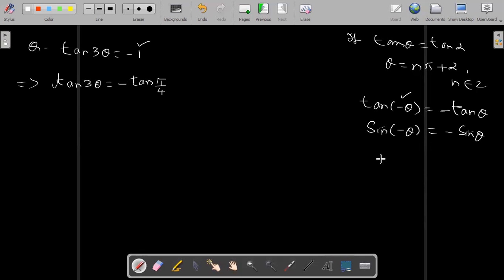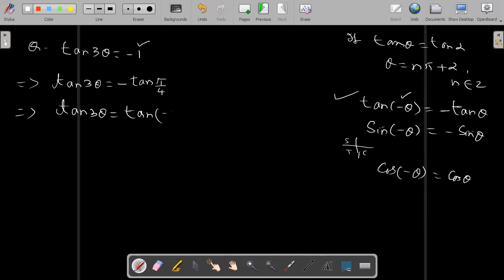In the others, it will not go. Cos of minus theta, because you know that in the fourth quadrant only cos and sec are positive. So cos of minus theta is cos theta. So the minus cannot go inside in cos. So only in tan, remember, it can go inside. So that means we can write this minus inside as minus pi by 4.